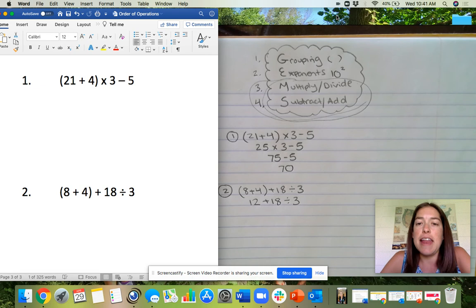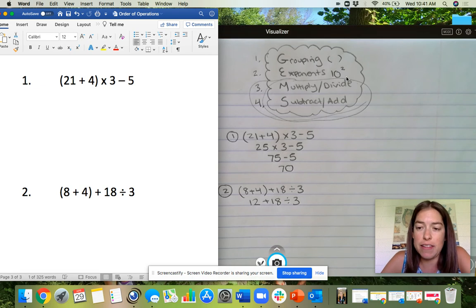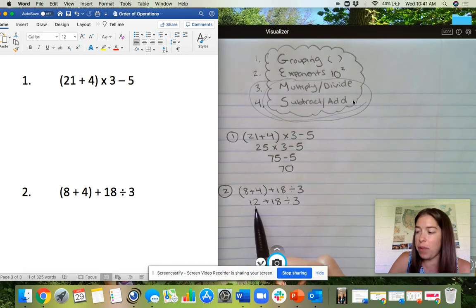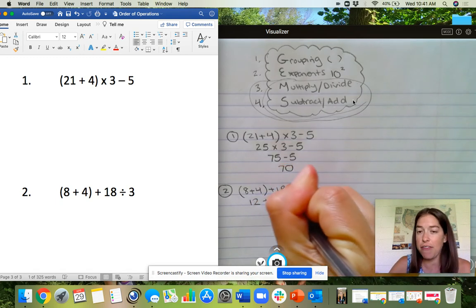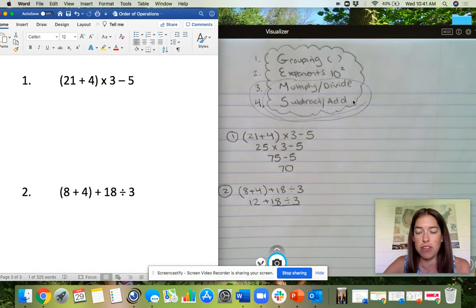All right, next thing I need to check for is exponents. I don't have any exponents. Next thing I have to do, and I can already see some of you getting tricked, I have to multiply and divide before I can subtract and add. So nobody should be adding 12 plus 18. I cannot do that until I have divided 18 divided by 3. I have to do that division first. So let's go ahead and do that division.